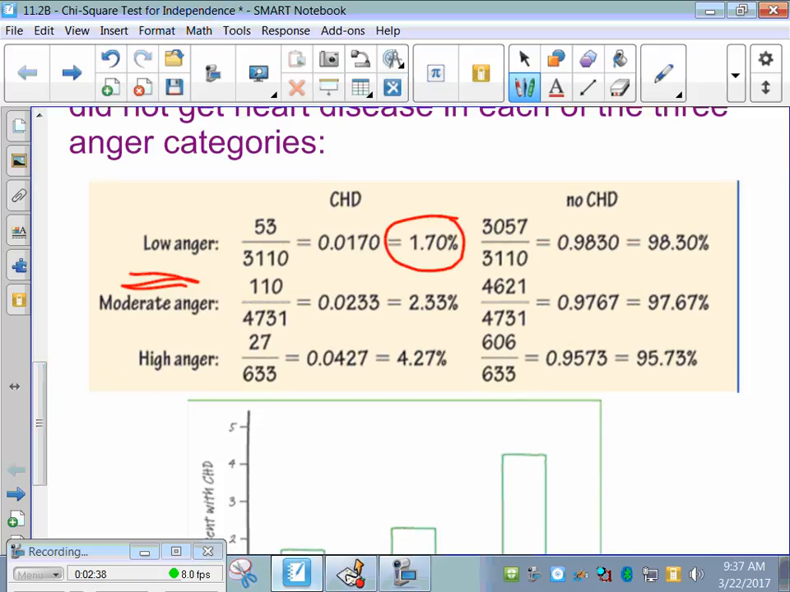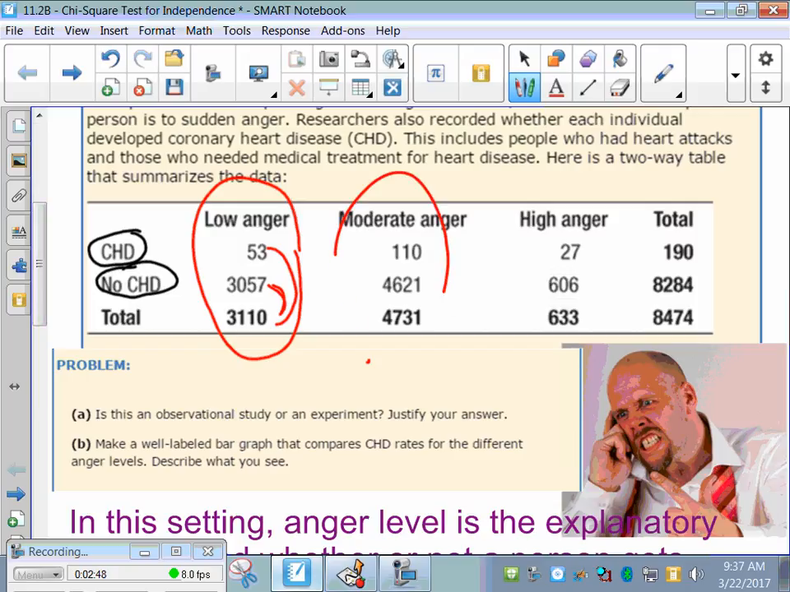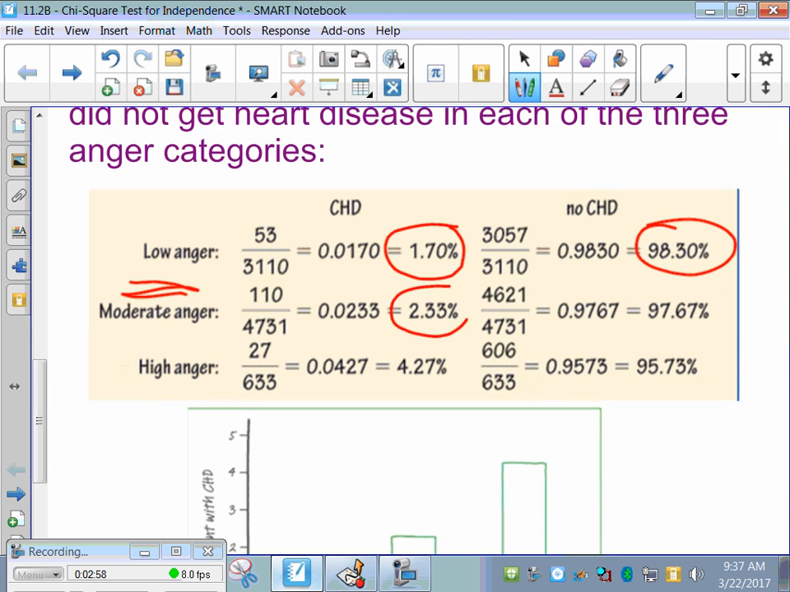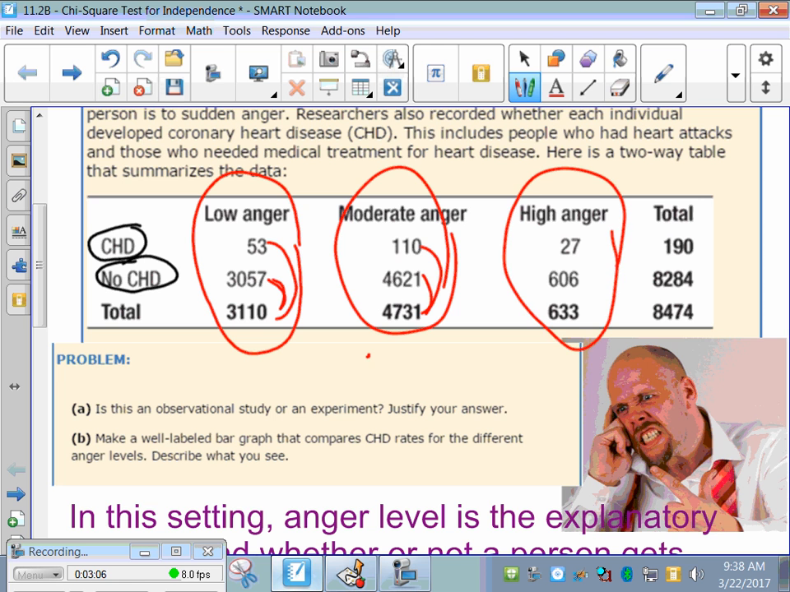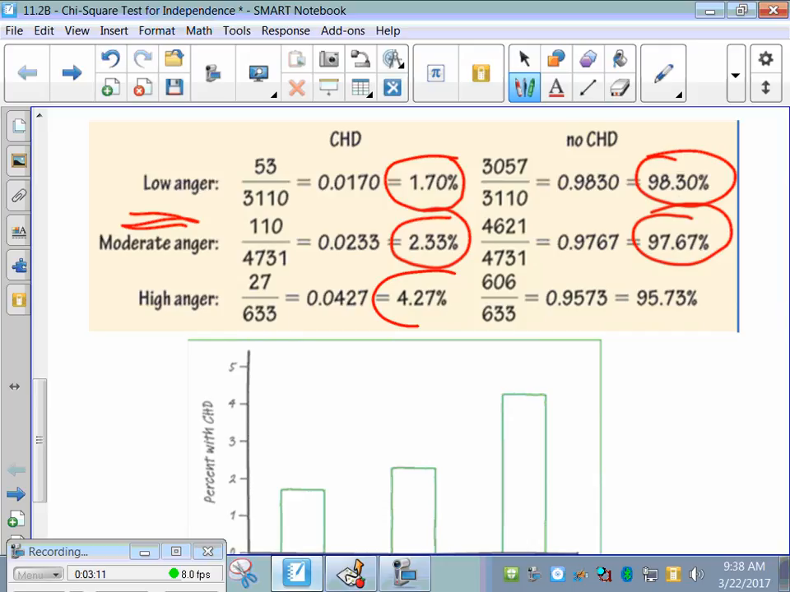So out of our low anger, 1.7% ended up with a heart problem and 98% did not end up with a heart problem, right? So then we go to moderate anger, and so when you're doing your proportions, we're doing 110 over 4731. So this many people ended up with a heart condition, this many did not, and so we have our two proportions. So moderate anger people did pretty well right there. Most ended up without a heart problem. And then we have our special high anger people. See how they were worked out. So 27 out of 653, 4%, and then 95% without. So overall, people did well.